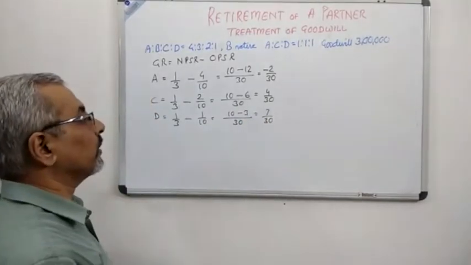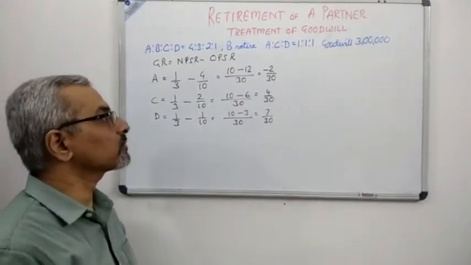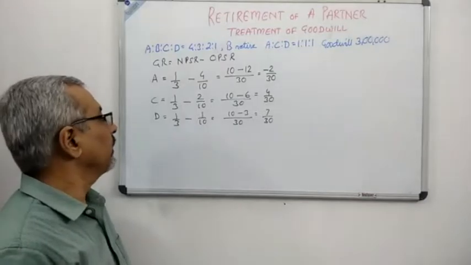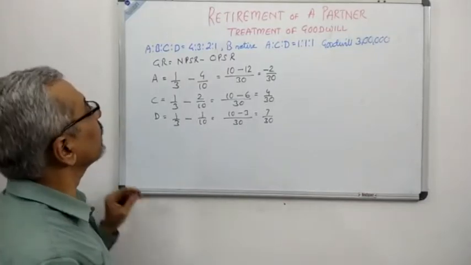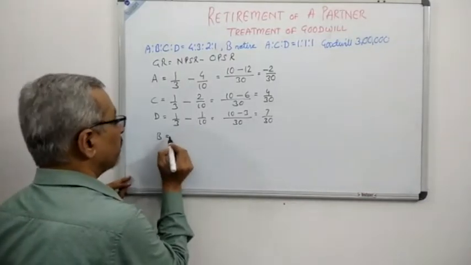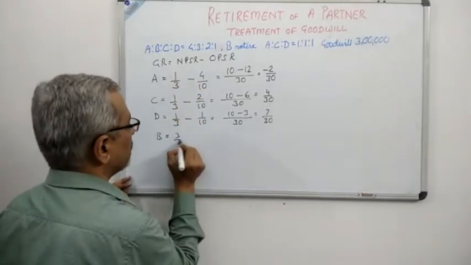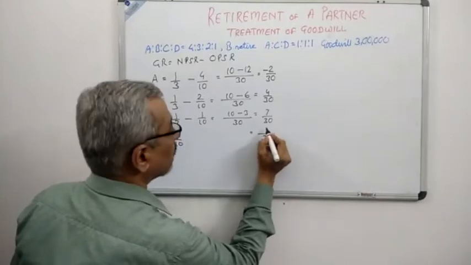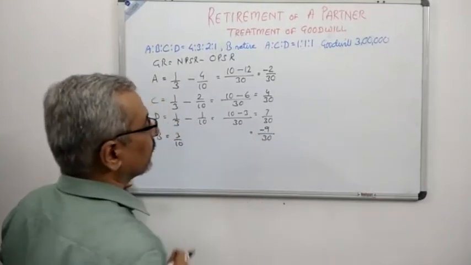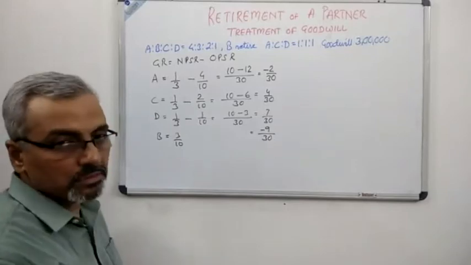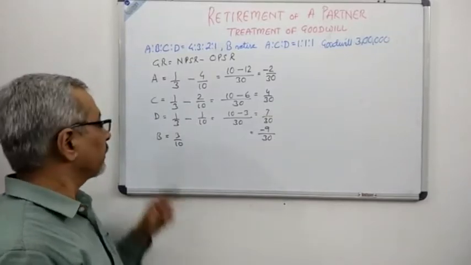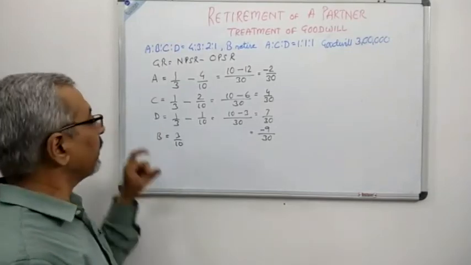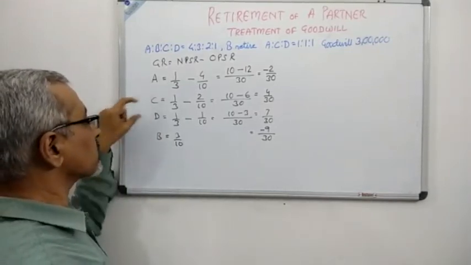Now see very carefully students that A has actually sacrificed 2 by 30, C has gained 4 by 30, D has gained 7 by 30, and if you see B's share, what was B's original share? B's original share was 3 by 10. Now if you take the denominator as 30, it will become over here obviously 9 by 30. Therefore, who are the two partners who are actually sacrificing? The two partners who are sacrificing are B and A on the retirement, and the two partners who are gaining over here are C and D.